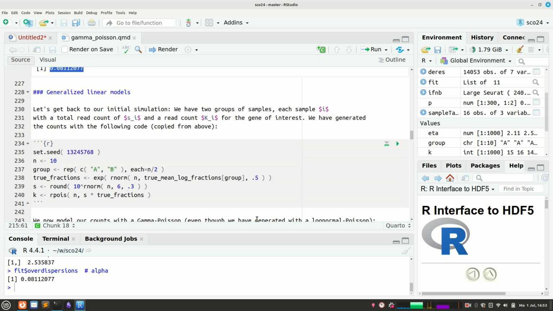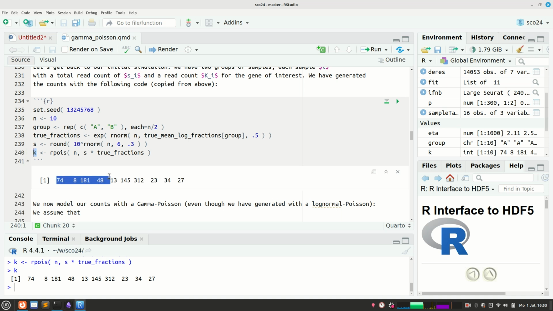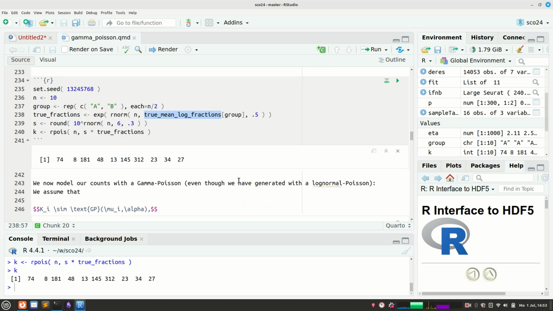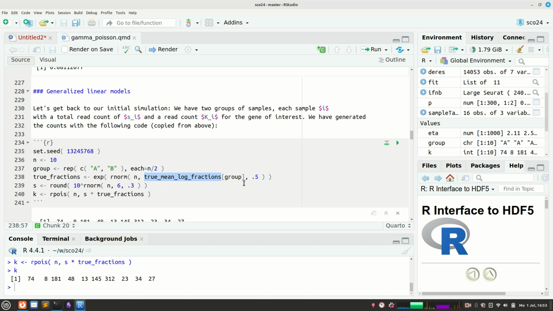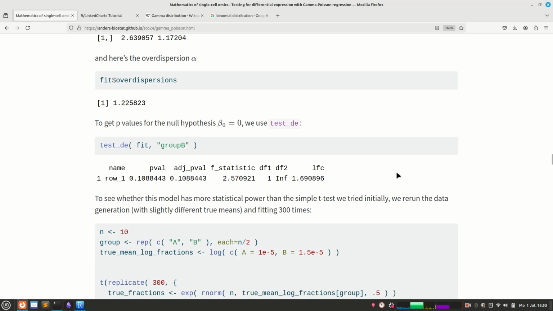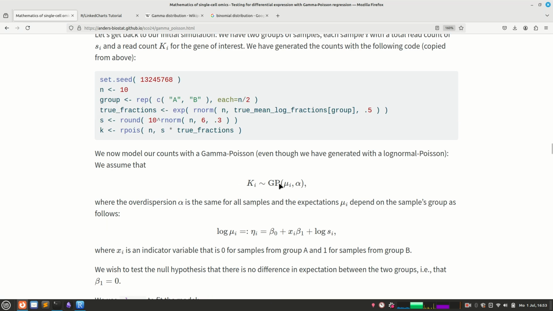So, next thing, GLMs. Let's go back to our original case, to the data we had before with exactly the same code as above. We get these counts K here by simply getting for each of our groups A and B counts with the specified true means. And now I want to, instead of doing a t-test, fit a gamma Poisson model to this with maximum likelihood. And I fit it by saying the counts come out of a gamma Poisson with a fixed alpha, which is the same for all of them, and a mu, which depends on the group.